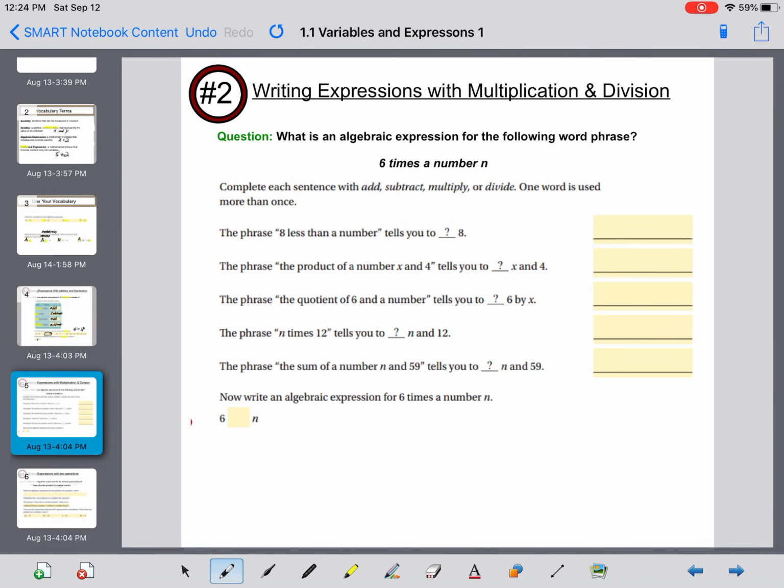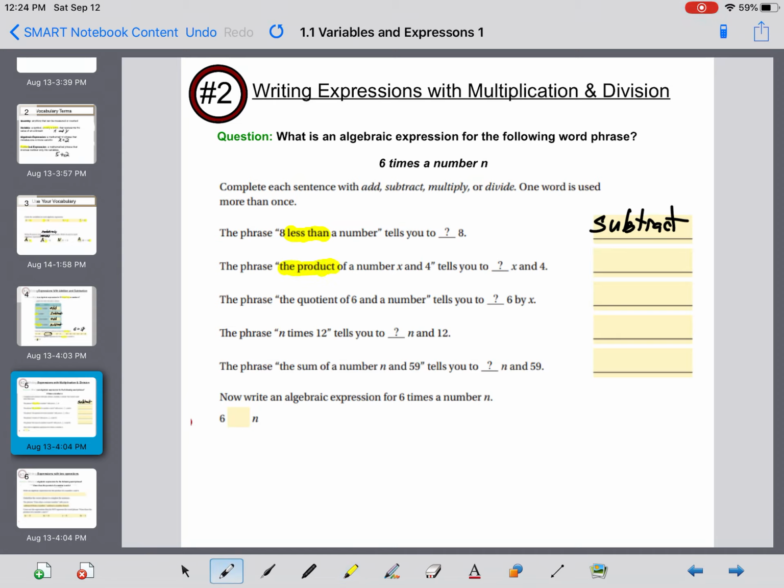Number 2, writing expressions with multiplication and division. What is an algebraic expression for the following word phrase? 6 times a number n. The phrase 8 less than a number tells you to subtract 8. Well, again, that key word less than means to subtract. The product of a number x and 4.